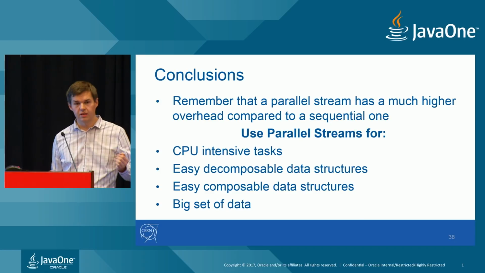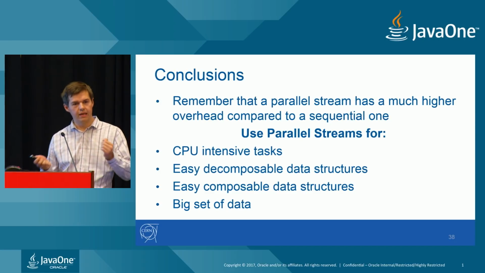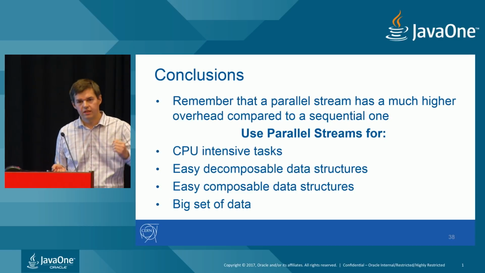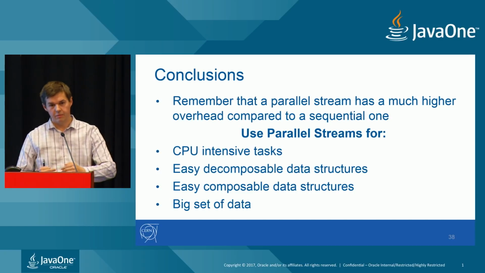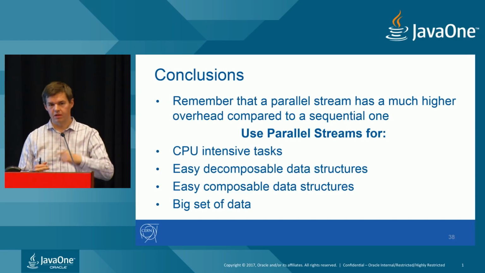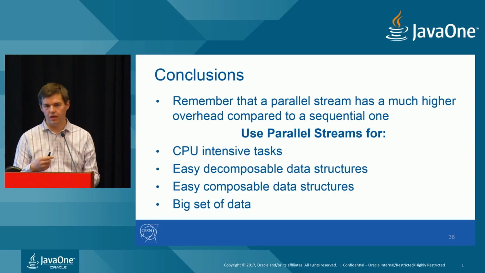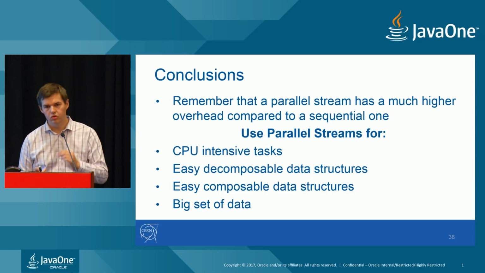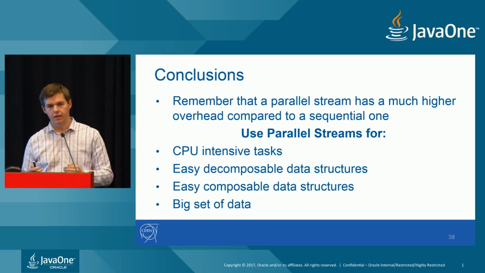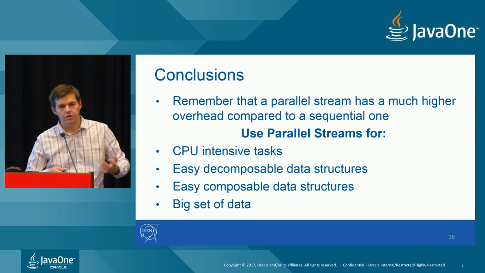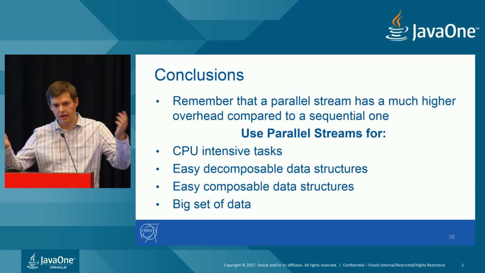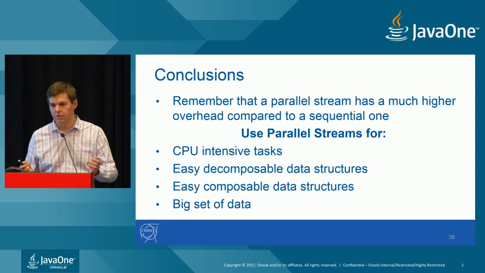Choose data structures that are easy to decompose. For example, a linked list is not. Choose data structures that are also easy to compose. A linked list is easy to compose, but if you think about the hash set, with collectors grouping by, they are not so trivial to compose again. So think about it, and rather prefer it for a big set of data. If you have, say, 10 elements in your stream, don't bother.